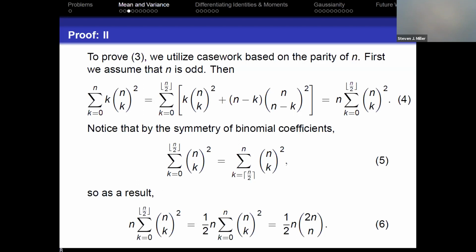Yes. Okay, so now moving on to 5. By symmetry, the sum of n choose k squared is the same as the sum of n choose k squared, with the first time I go from 0 to n halves, and the second time from n halves to n. Now, we have to be a little bit careful, and if you notice, it says we assume that n is odd. Why am I being careful to assume n is odd?